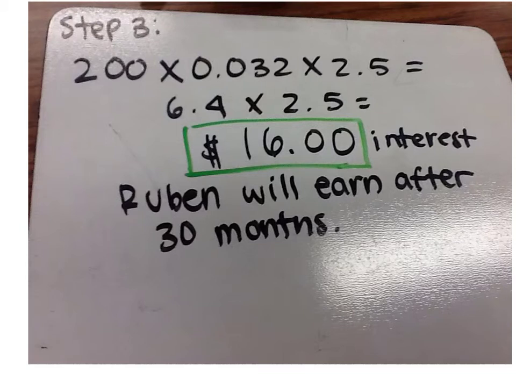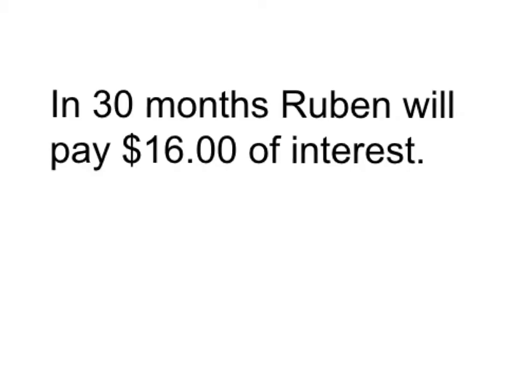In step number 3, it's time to multiply all of them. So 200 times 0.032 times 2.5 comes out to $16. So at the end, Ruben is going to earn $16 of interest in 30 months.